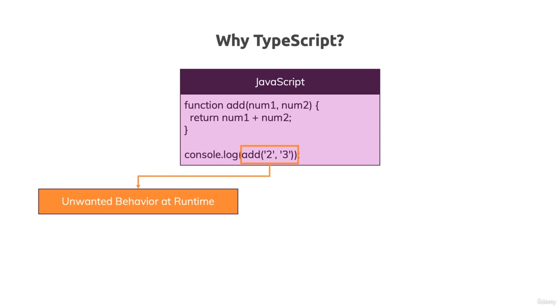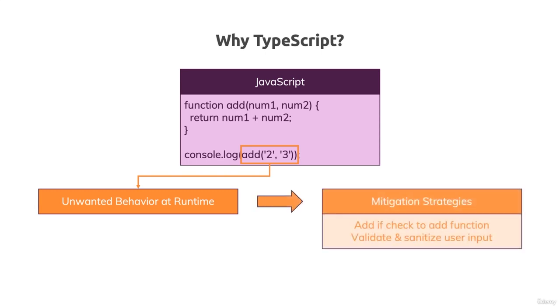This is an error you could have in JavaScript. It's not a technical error, you probably won't get a runtime error, but you have a logical mistake in your code. And that, of course, can lead to huge problems in the web applications you're writing with JavaScript. Now, of course, in JavaScript, we have mitigation strategies. We could add an if check in the function to check the types of the inputs at runtime. We could also validate and sanitize user input. And whilst we might want to do all of that, it would also be nice if we could catch errors like this during development already.